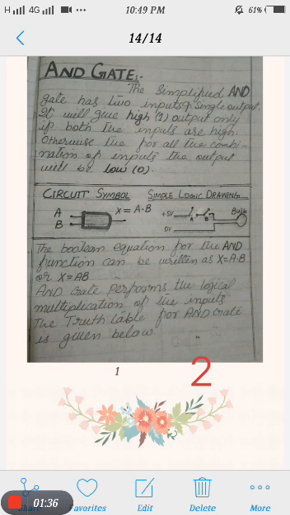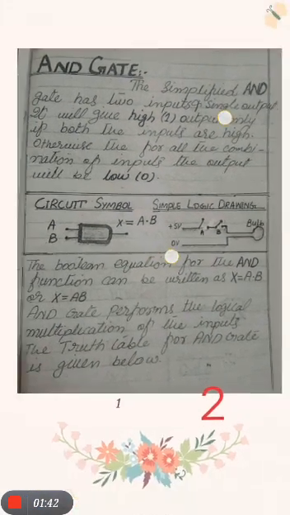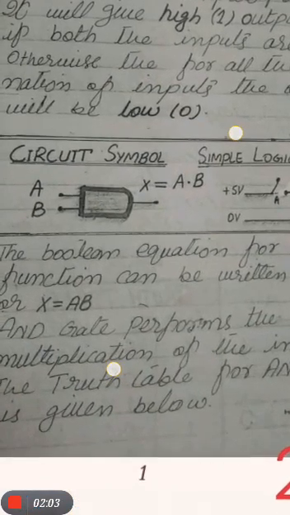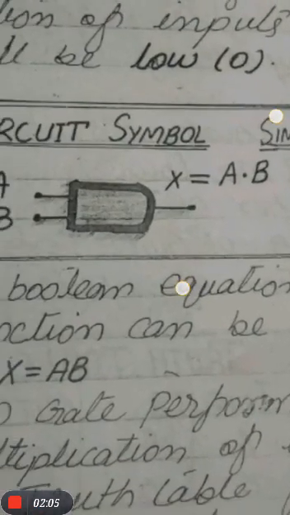The basic among all the gates is the AND gate. The simplified AND gate has two inputs and a single output. It will give a high output only if both of its inputs are high. Otherwise, for all other combinations of inputs, the output will be low.